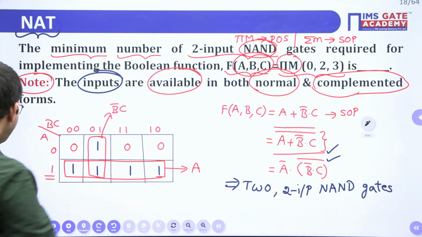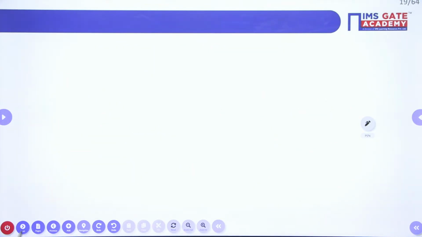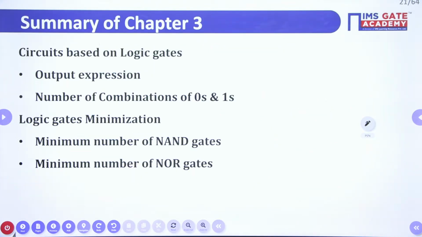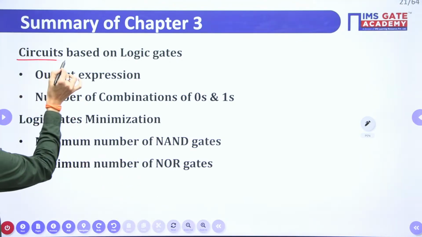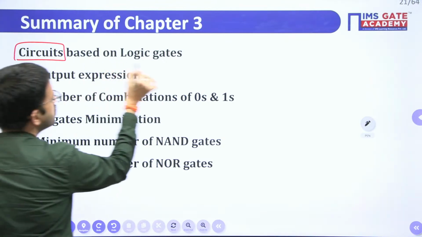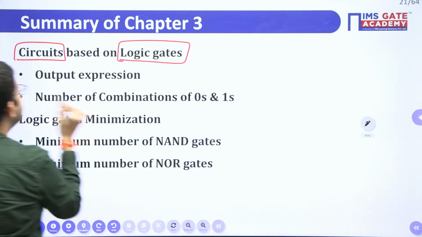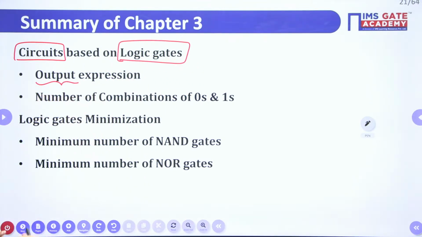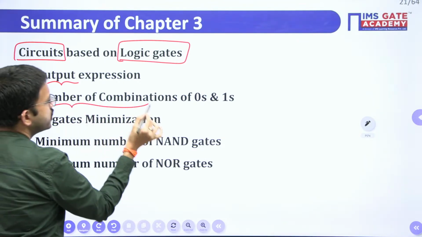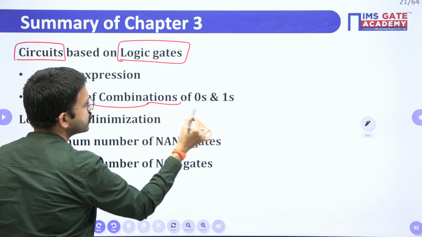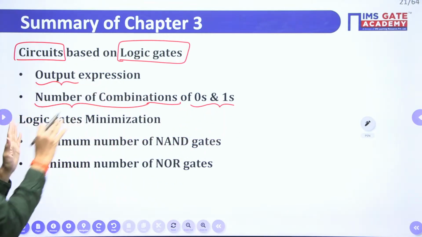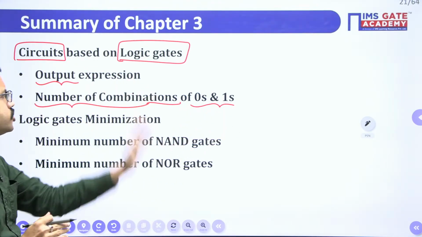Okay, so with this we have completed the questions related to the third chapter. Here first we have discussed the circuits based on logic gates, and regarding that we have discussed the question related to the output expression, and then one question related to the number of combinations of zeros and ones, for which combination of inputs you will get output as 1 or 0.